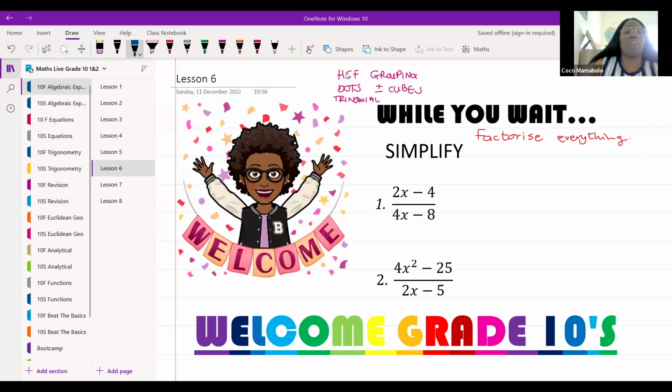Okay, let's have a bit of a conversation about these two because we are going to be doing a little bit more of them as we go. Right, now remember our instruction is to factorize everything. So when we look at the top over here, what kind of factorization are we noticing up top? Who's got an idea? What kind of factorization are we looking at up top here?